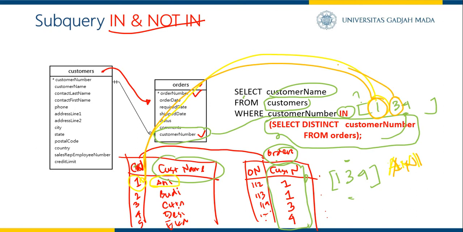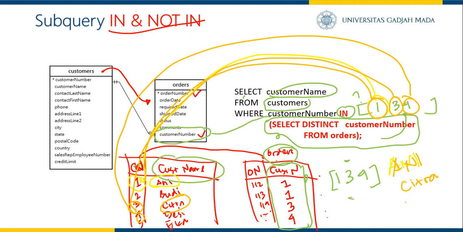And then 3 means Citra. So we have Citra. And then 4 means Desi. So the result will be Ani, Citra, and Desi. So it executes the subquery first, and then using IN, it will check one by one those that are listed in the result of the subquery.